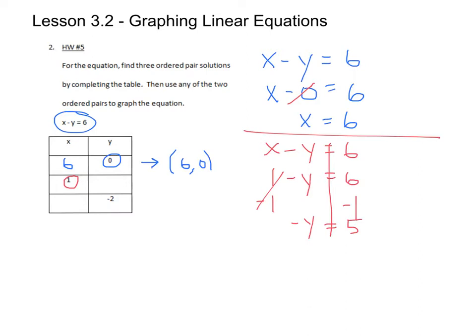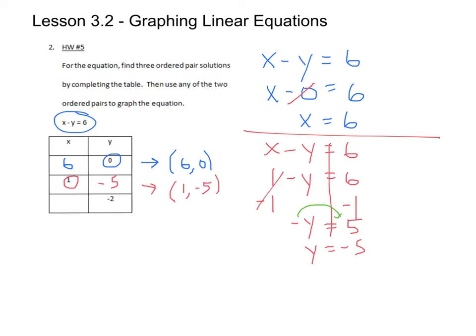And our last step, just a shortcut, if you're ever left with negative y or negative x, you can simply take this negative and move it over here. That's just a shortcut. So our final answer is y equals negative 5. So there we go. Let's use it to write an ordered pair. We've got (1, negative 5).